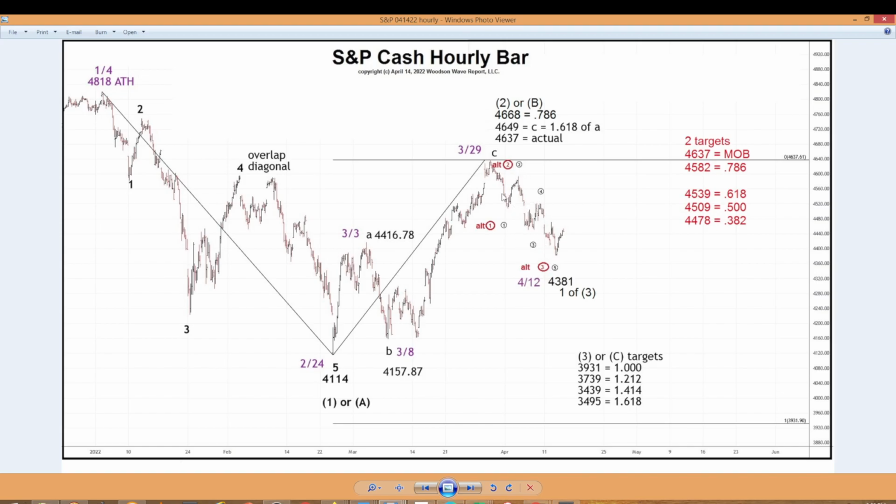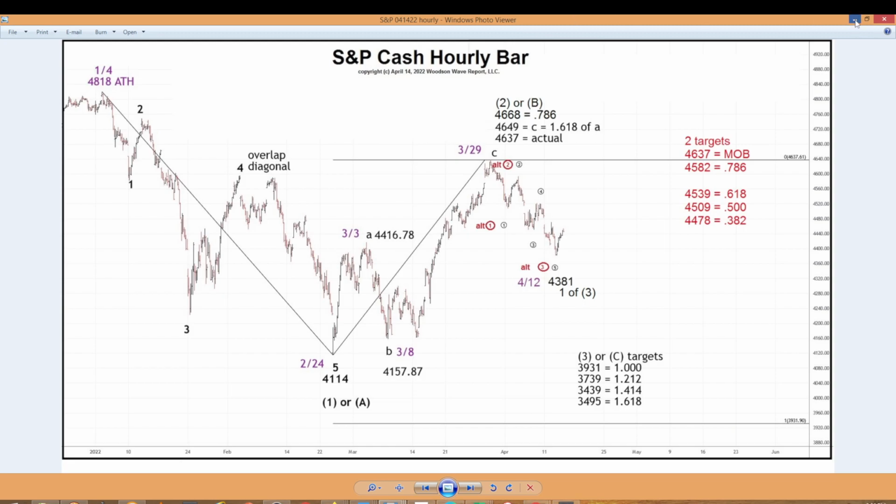But this could also count as 1 in red, 2 in red, 3 in red. And then we get a 4 up, and that might be it. Or it could go higher, but it would have to, and that 1's off. It'd have to be way up there. Okay, but that's the possibility too. This third wave is extending. That's on the hourly bar. You can see the make or break and the 786 there for wave 2, and they're up in there right there. Okay, so that's what we're looking at on the hourly.